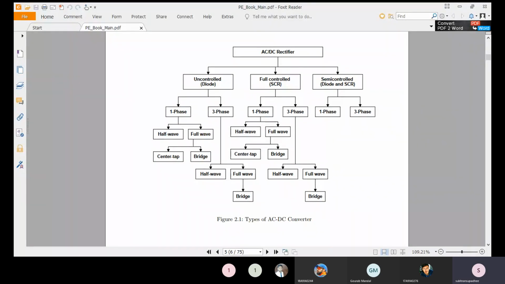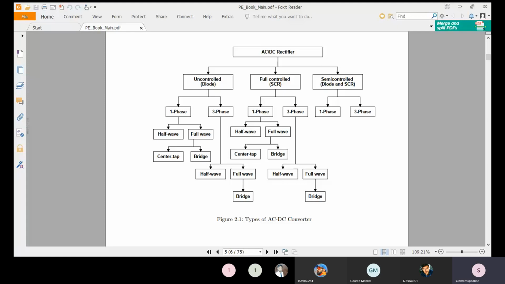One is the uncontrolled rectifier. Uncontrolled rectifier, as I have told before, regarding controlling capacity, is only diodes. Because in a diode, you cannot control the forward time. You cannot control whether the diode is in forward bias or reverse bias. Whenever the current is flowing from cathode to anode and anode to cathode, you cannot control it. So that's why it is called an uncontrolled device. So rectifiers made up of diodes are called uncontrolled rectifiers.